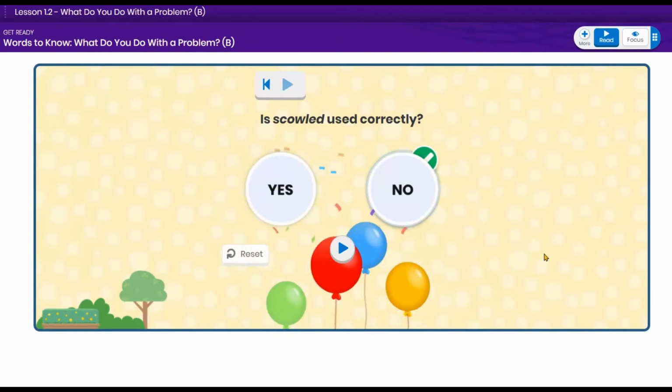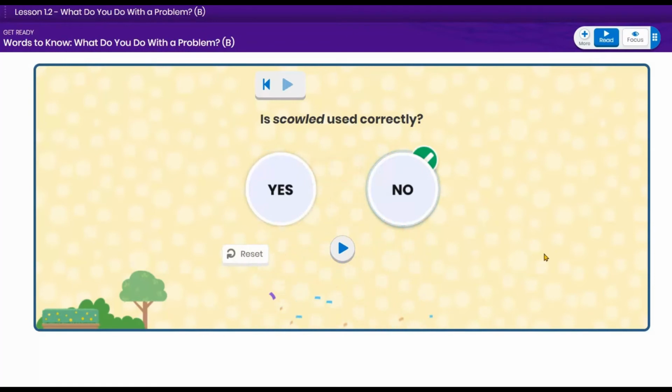You got it. Scowled is not used correctly. If someone scowls at you, that person's face shows anger, not happiness.